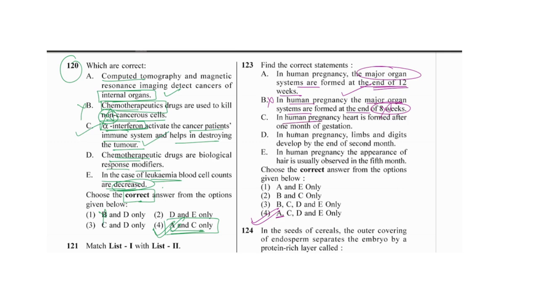Heart is formed after the 1st month of gestation. Okay, in human pregnancy, limbs and digits develop by the end of the 2nd month. And in human pregnancy, appearance of hair is observed in the 5th month. Correct. So the option will be the 4th one.